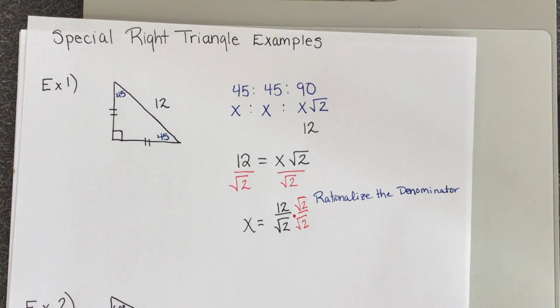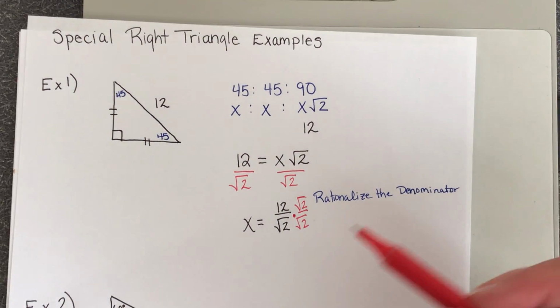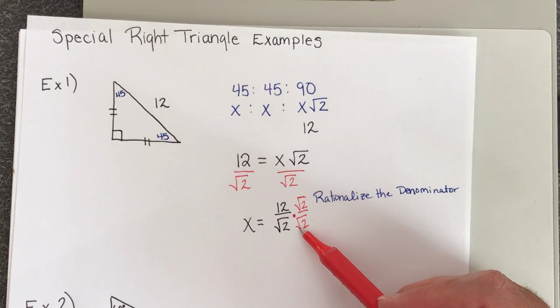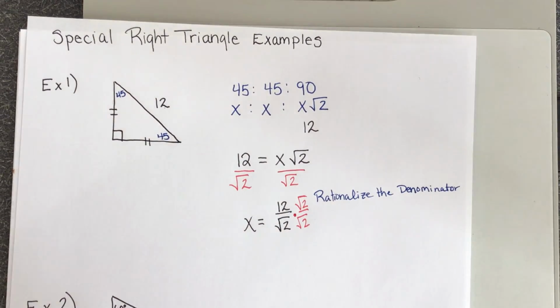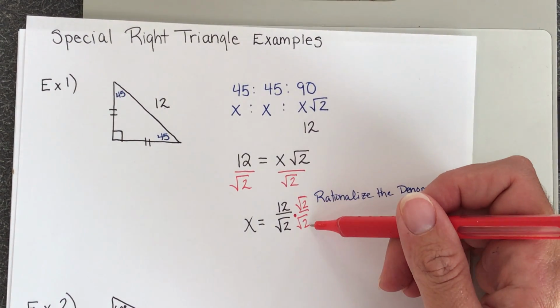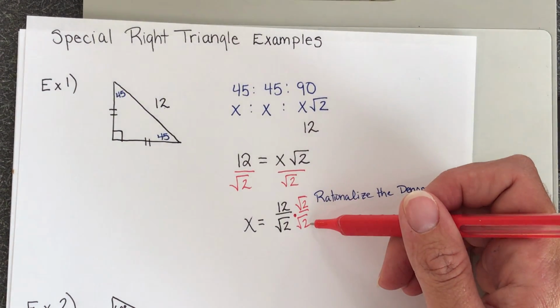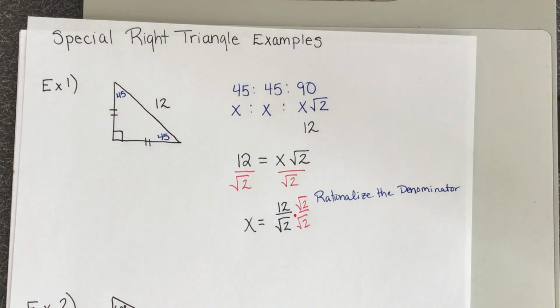Now, what this has done is mathematically I've not changed anything. If I multiply the bottom by the square root of 2, then I also have to multiply the top by the square root of 2. What I do to one, I have to do to the other. But what I'm really doing is multiplying by 1, because the square root of 2 divided by the square root of 2, anything divided by itself, is always going to be 1. So I'm multiplying this fraction by 1 and I'm not changing the value at all.